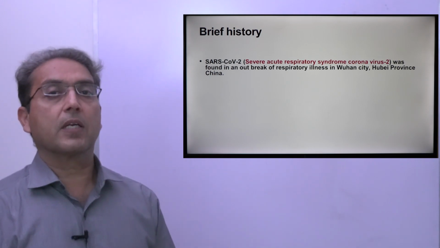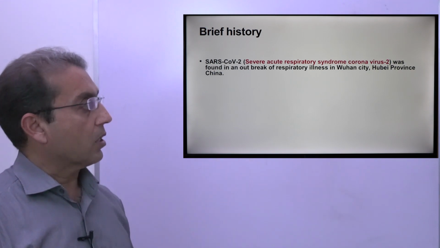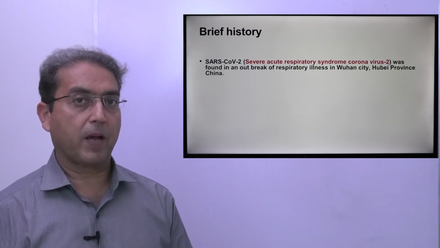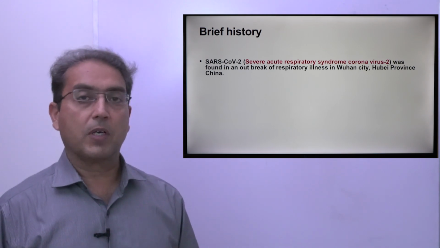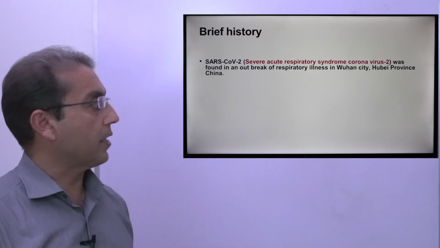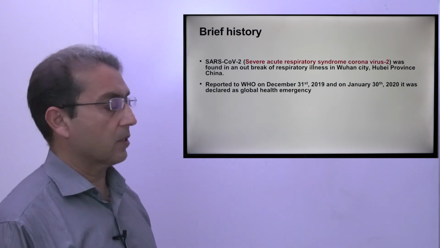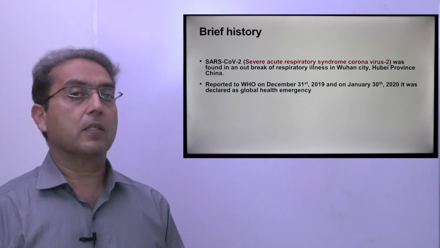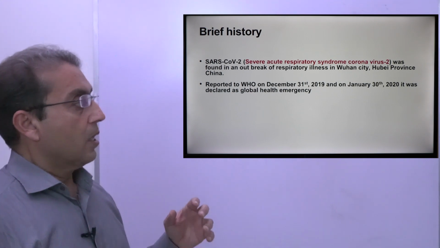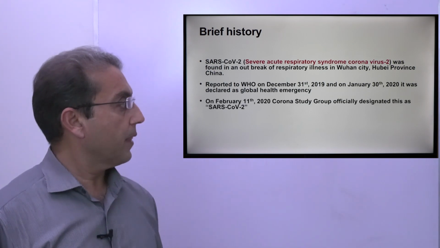This was reported in an outbreak of respiratory illness in the Wuhan city of Hubei province of China in the last months of 2019. It was reported to WHO on December 31st of 2019, and on January 30th, 2020, it was declared a global health emergency.